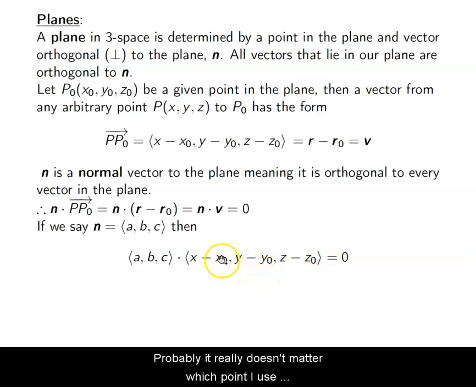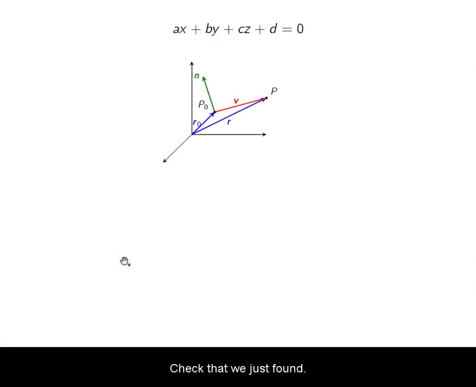So I'm going to pick a point that's in my line or in my plane. It really doesn't matter which point I use, honestly. So let's go with the first one, which is 1, negative 2, and 1. We'll keep the x, y, and z, and we'll find the dot product with that normal vector we just found.